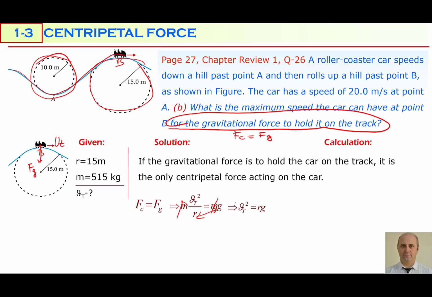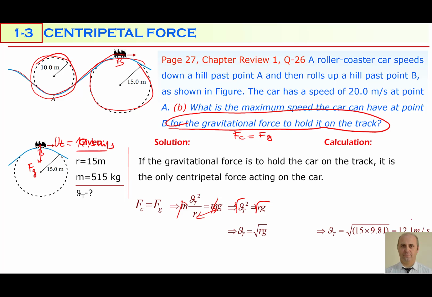Then after that, take the root of both sides of the equation. You will get vt as the root of rg. And r is given as 50 meters. g is given as 9.81. So when you calculate with a calculator, you will get the result as 12.1 meters per second. So the maximum speed the car can have here is 12.1 meters per second.